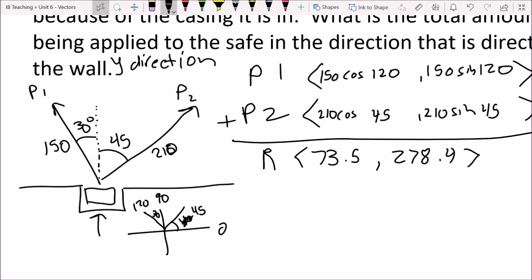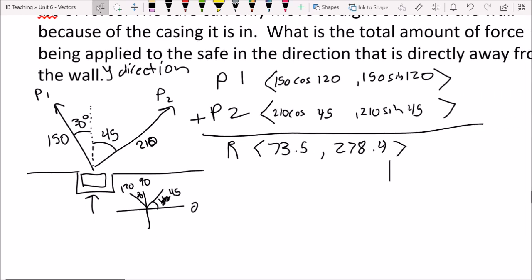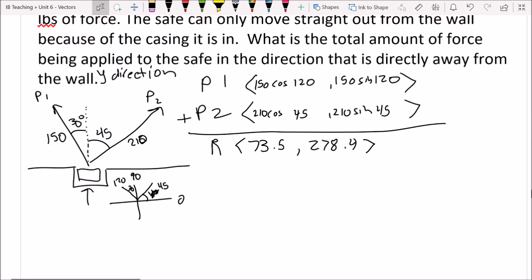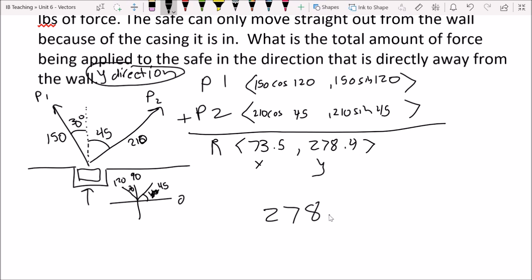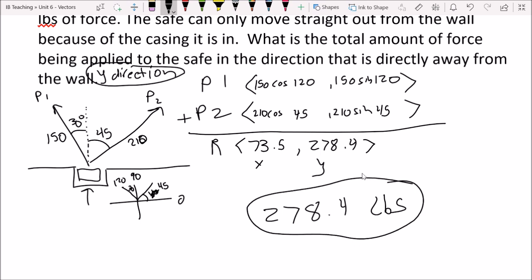All right, let's go back and interpret this in the question. They say, what's the total amount of force being applied to the safe in the direction that is directly away from the wall? You know what? We kind of did ourselves a favor here in the beginning, realizing that was the y direction. Because what is the y direction? Well, this is x and that's y. So actually, the answer to this question is already there. So 278.4 pounds of force. That's the amount of force that's being used to pull it directly away from the wall. And y'all, that's it. This question is done.